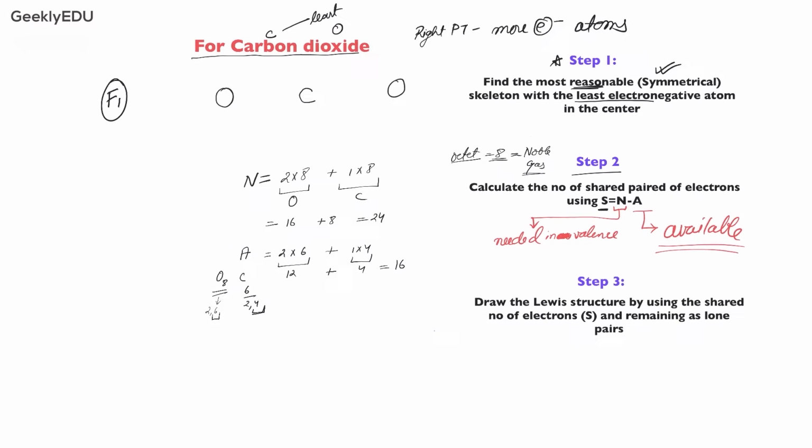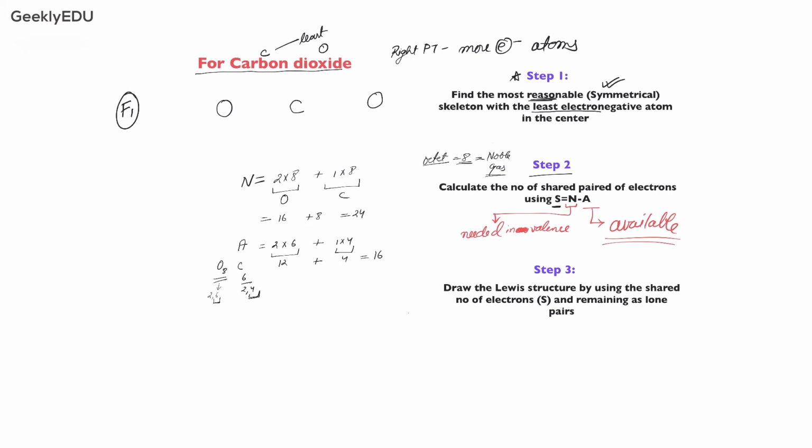Now we need to calculate S, the number of shared pairs of electrons that is needed. So S is equal to 24 minus 16, which is equal to 8. So 8 electrons are going to be shared. So let's start by forming bonds. We know carbon has 4, so let's place them right here. Oxygen has 6, so let's place 2 of them for each oxygen atom right there, and the remaining are to be placed as lone pairs.